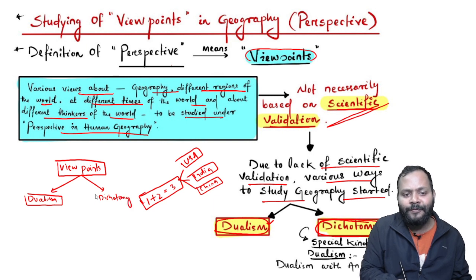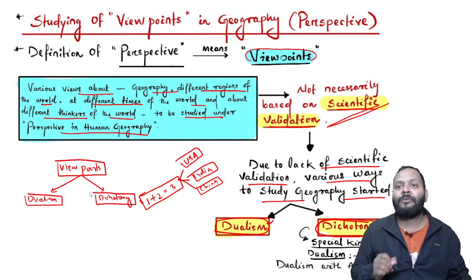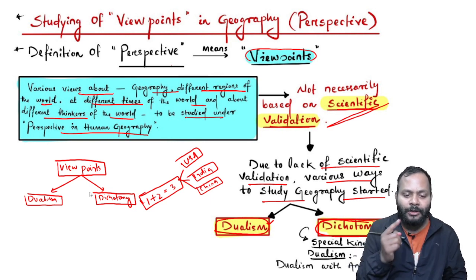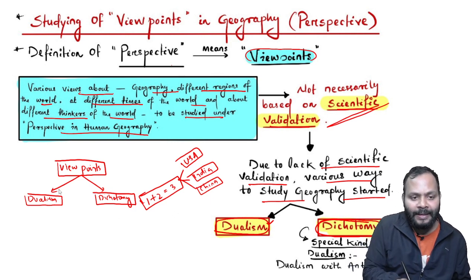What is the basic difference between dualism and a dichotomy? Please, if I say dualism or dichotomy, what can be the difference? So let me explain to you.